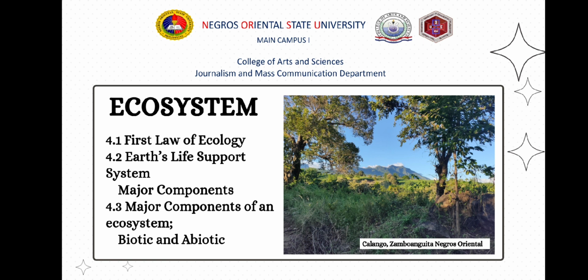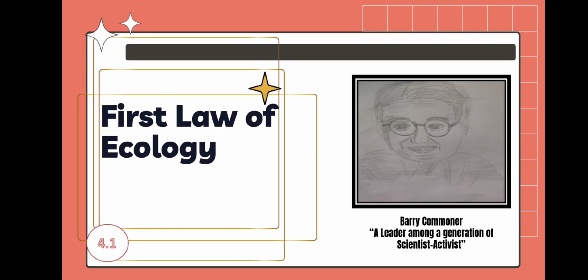So, my report is categorized into three subtopics, which are the First Law of Ecology, Earth's life support systems, and major components of an ecosystem, which are the biotic and abiotic components.